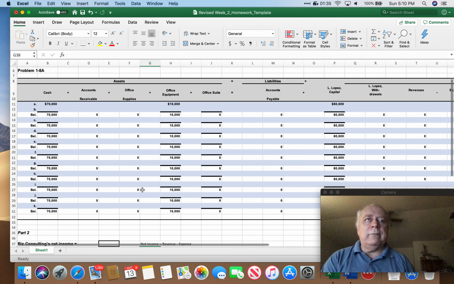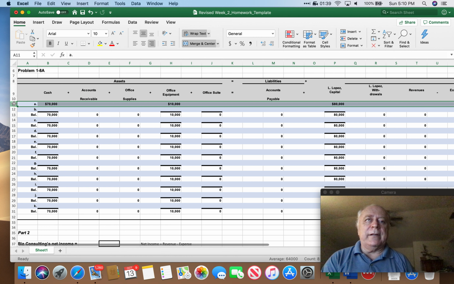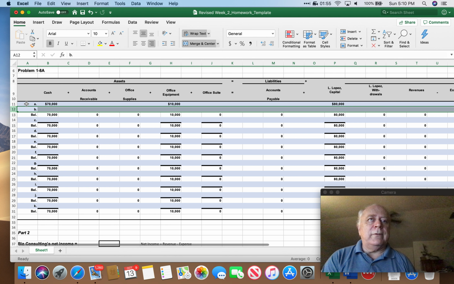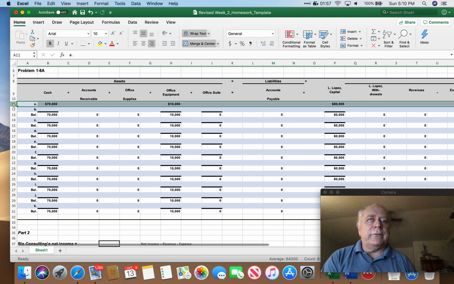So what we're going to do here is each line is going to represent a transaction. So each transaction, these are labeled the same as they are in the textbook, A through K. So the A transaction goes on row A and only A, and B and so forth. So let's take a look at the first transaction to help you get started.